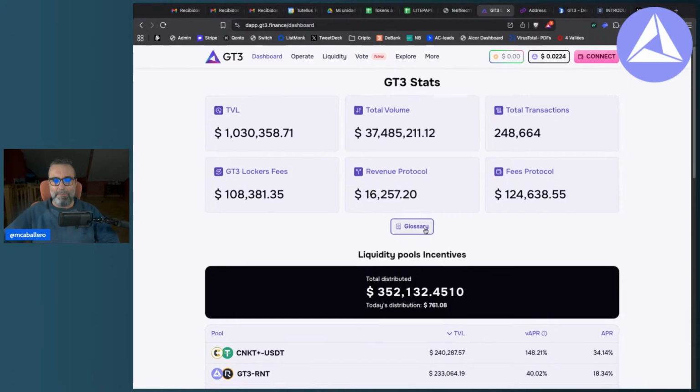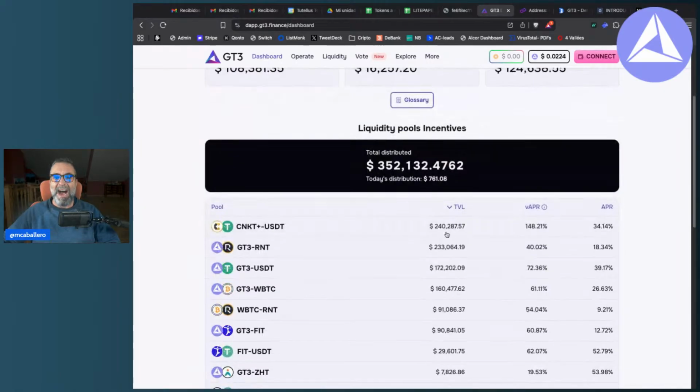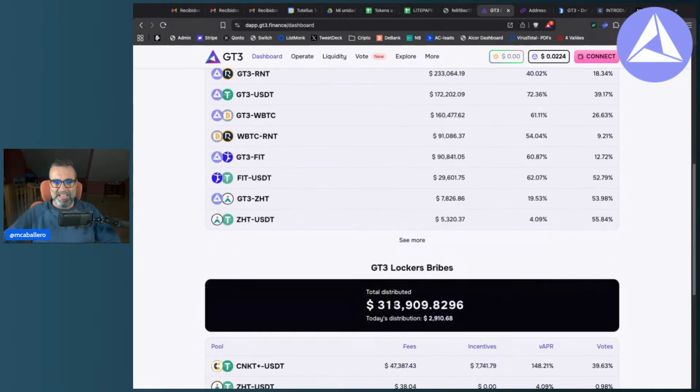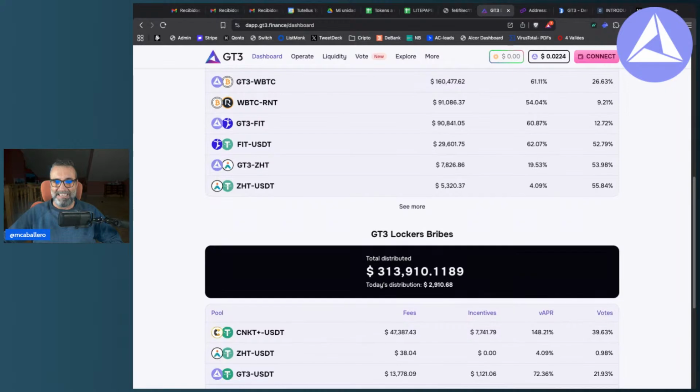We are still a very, very baby protocol. We have shared a lot of money between liquidity providers, more than $350K, and we have also shared a lot of money between GT3 lockers, more than $300K. This day, like you can see here, we shared like $3K between GT3 lockers. So again, everything is around the GT3 lockers. Okay, the GT3 lockers are the party bosses, they are the chiefs. And the more GT3 is locked, the more passive income you can get, right?